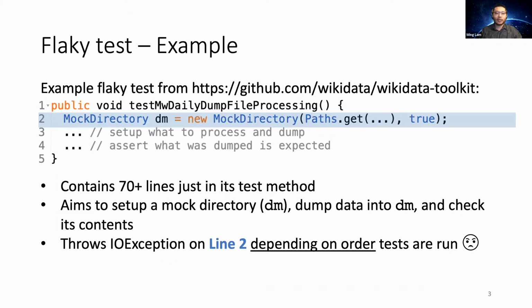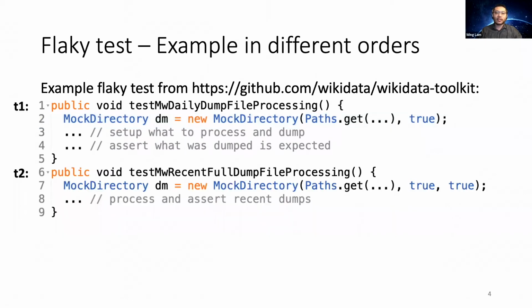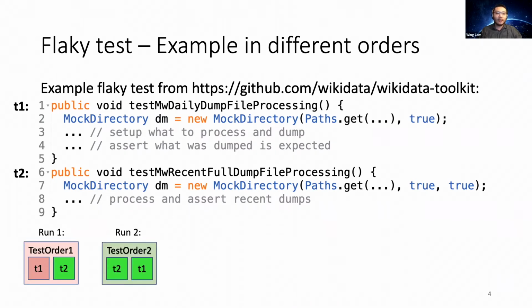In the sense that what it would do here is that it may throw an IO exception depending on the order in which the tests are run. Consider this other test that I've added to the slide now. I've abbreviated as T2. If I actually run the test order in T1 and then T2, I would actually see T1 in this case fail. On the other hand, if I run T2 and then T1, both tests would pass.